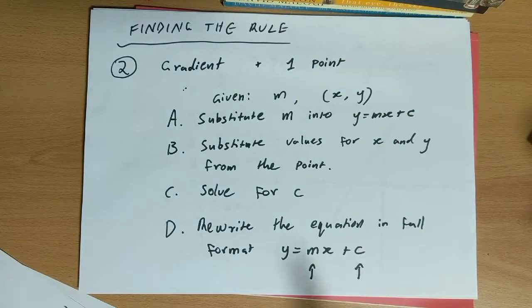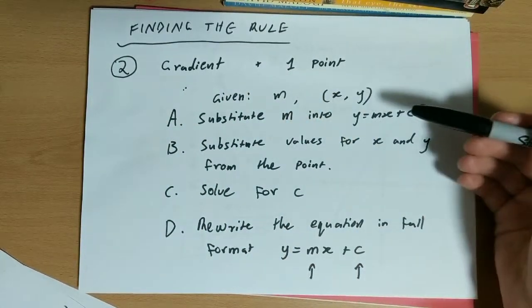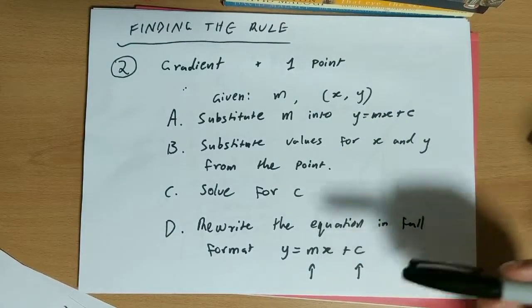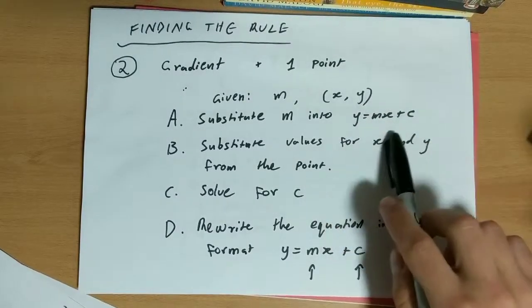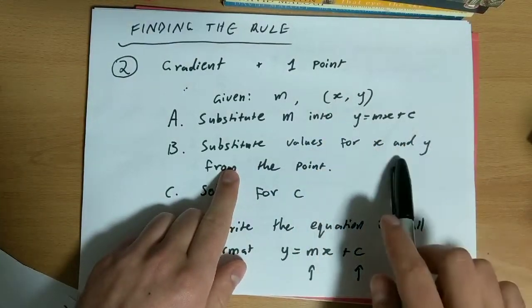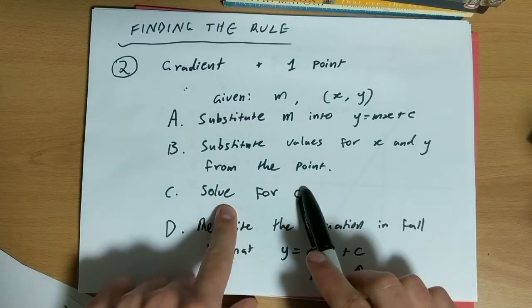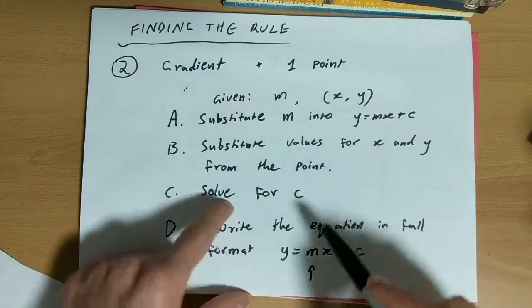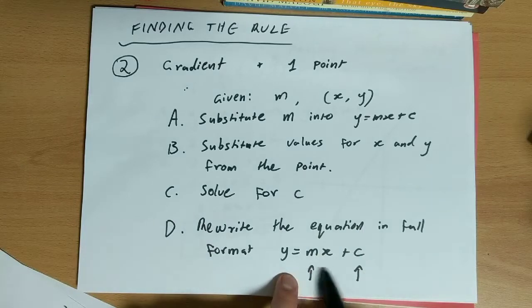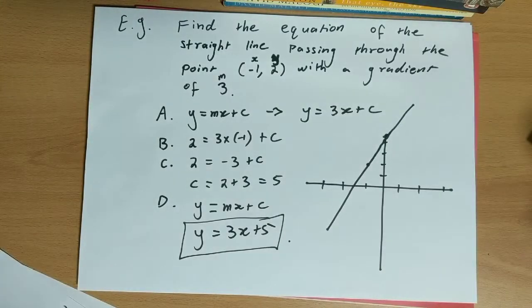Hello everyone. In the last video we spoke about finding the rule when I have the gradient and 1 point on the line, and we said that these are the 4 steps that we followed. We substituted m into y equals mx plus c, then we substituted values for x and y from the point, and we used that to solve for c. So then we had a value for m and a value for c, and we could put those in to write our full equation. And this was the example that we did.